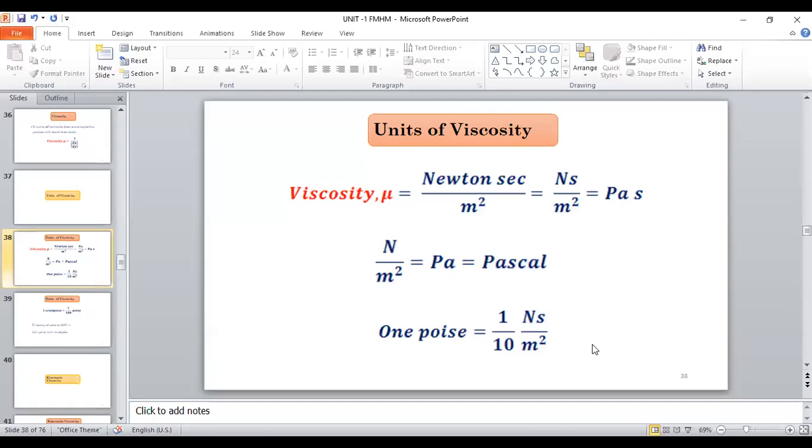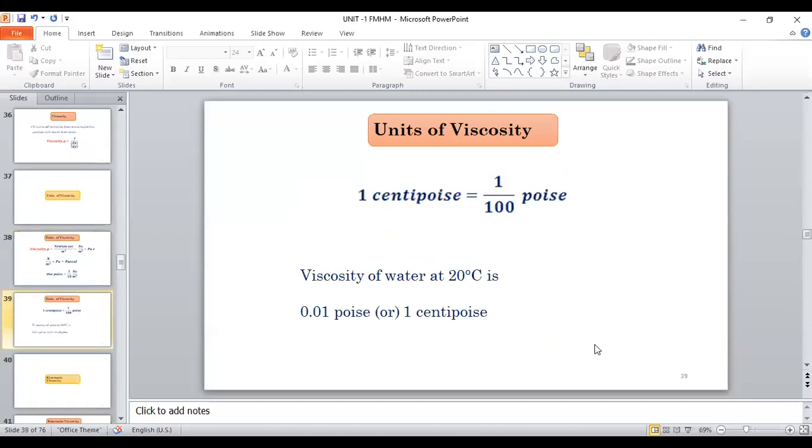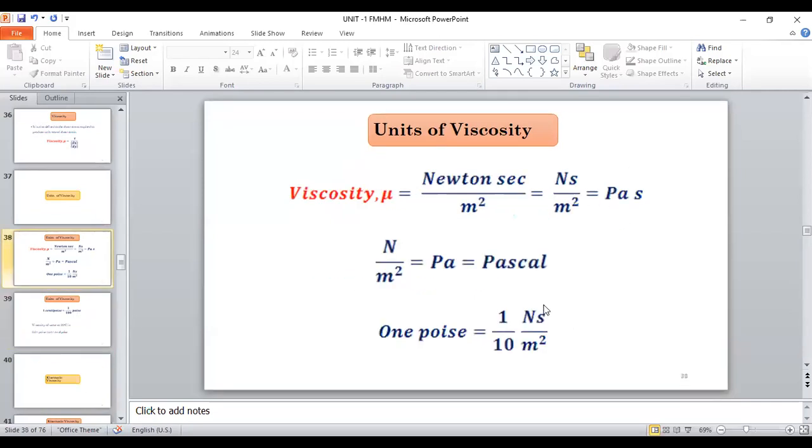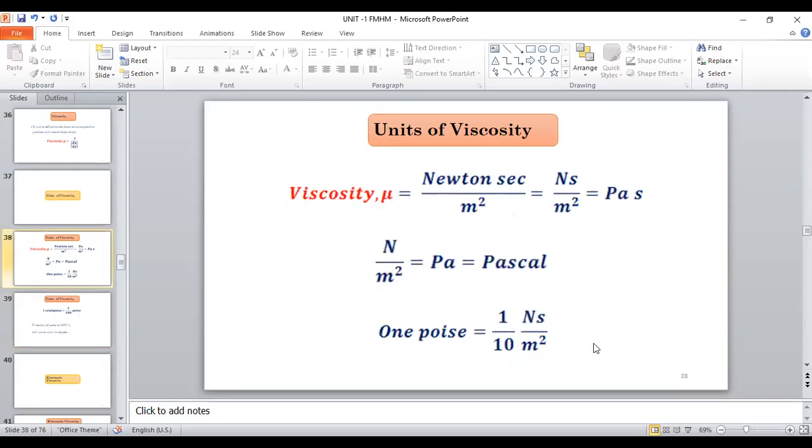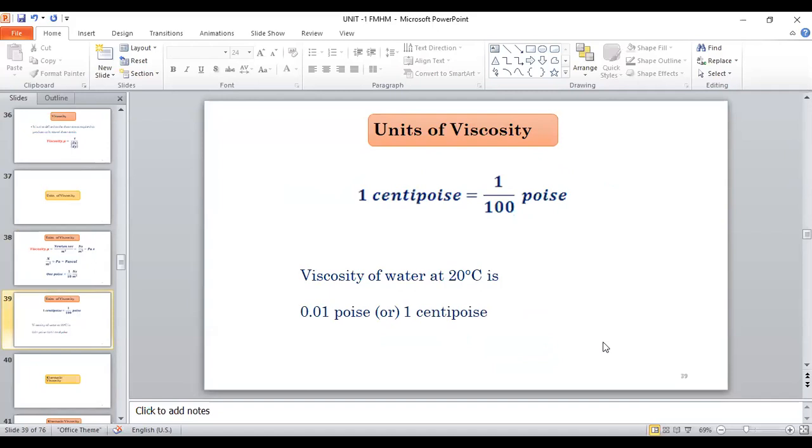Similarly, the problem may give poise as the unit, or it may give centipoise. Centipoise means 1/100th part of poise. Suppose in a problem it is 4 centipoise. First we convert 4 centipoise to poise, which equals 4/100th of poise. After getting this, it equals 4/100 into 1/10th of Newton second per meter square. Because for 4 poise you multiplied by 4, now we have 4/100. So 4/100 into 1/10 Newton second per meter square. That gives your conversion.